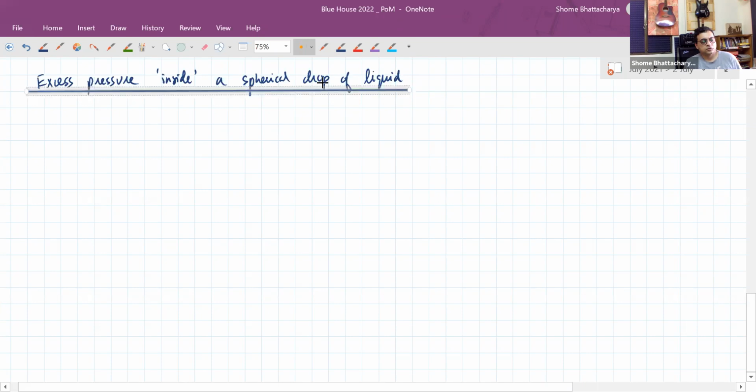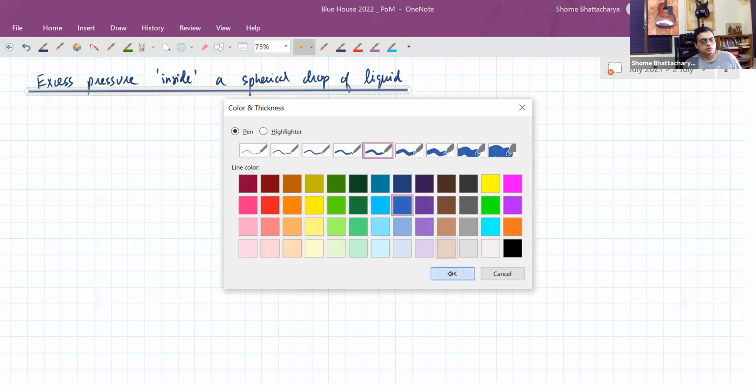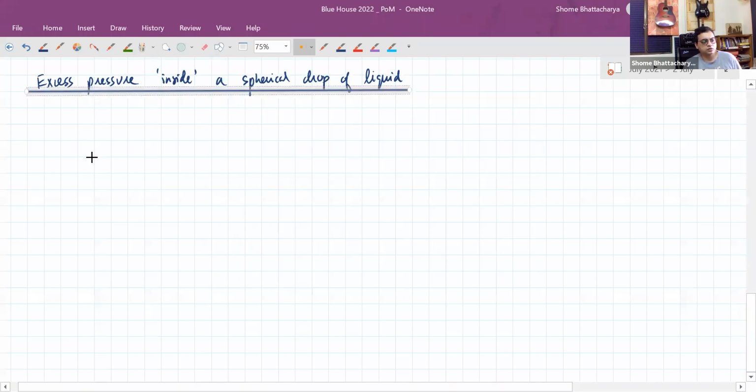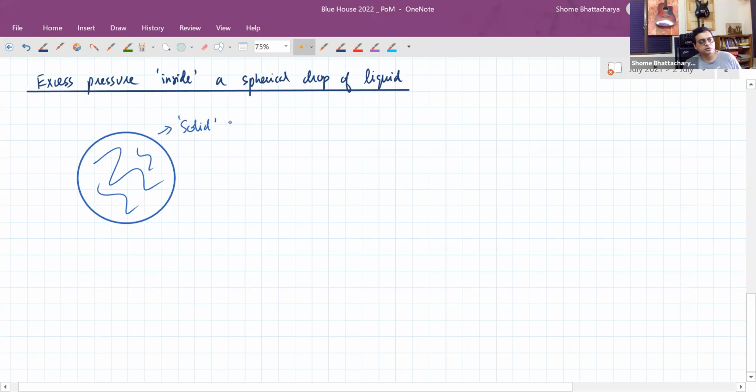So if we just consider first a solid spherical drop of liquid of whatever radius R, and the surface tension of the liquid is T. So this is a solid spherical drop of liquid which has surface tension equal to T and radius of the drop is equal to R.